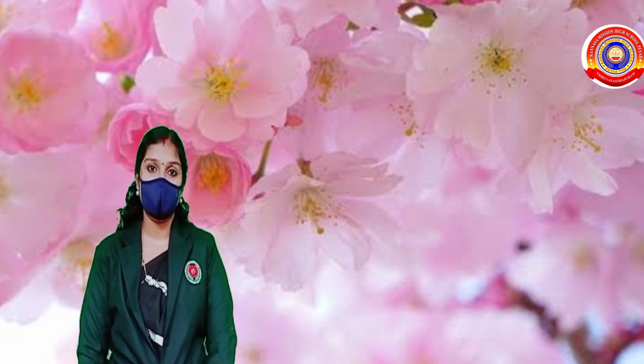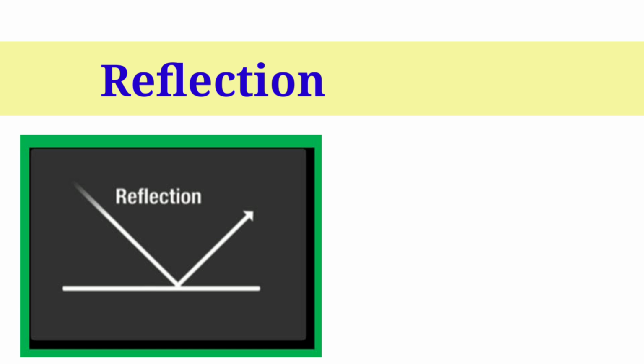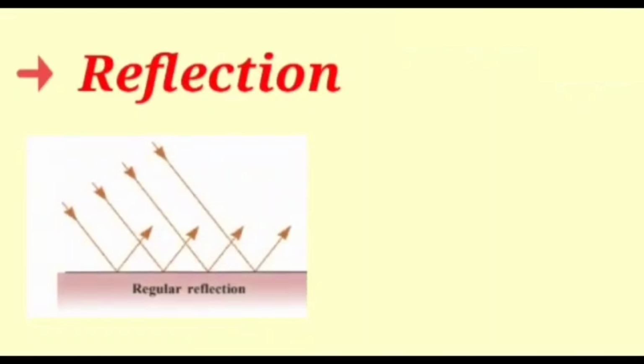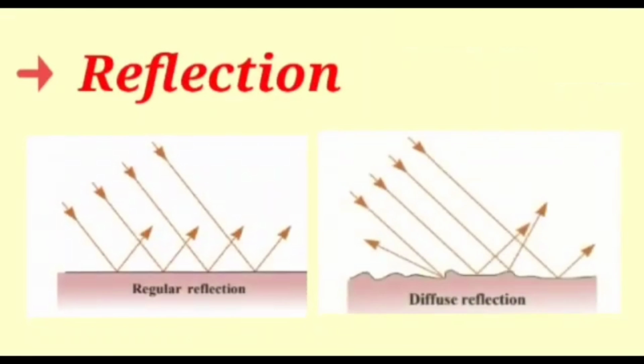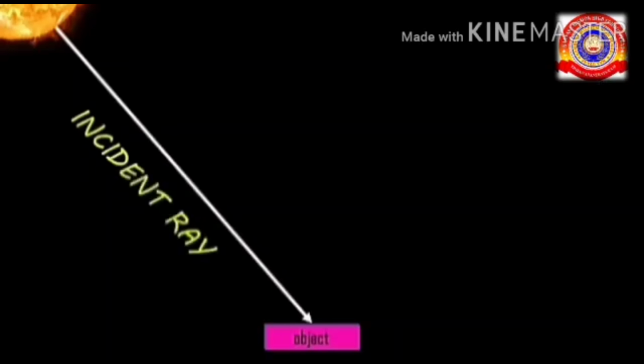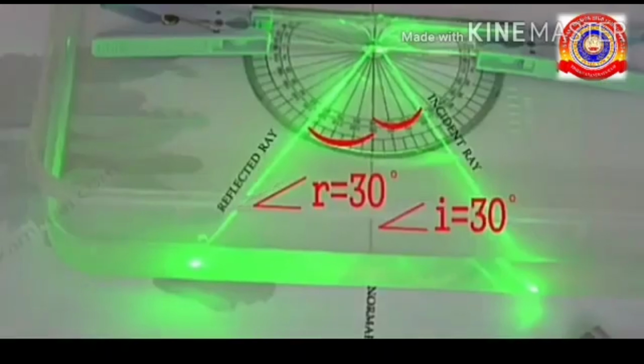For the last few classes, we were discussing our second chapter, Wonders of Visible Light. What did we learn in this chapter? Yes, reflection. It is the bouncing back of light rays from a polished surface. Based on the surface on which light falls, reflection is of two types, regular reflection and diffuse reflection. Also, we have discussed the plane mirror. Then, using a plane mirror, we experimentally analyzed the direction of the reflected ray and found that the angle of incidence is equal to the angle of reflection.